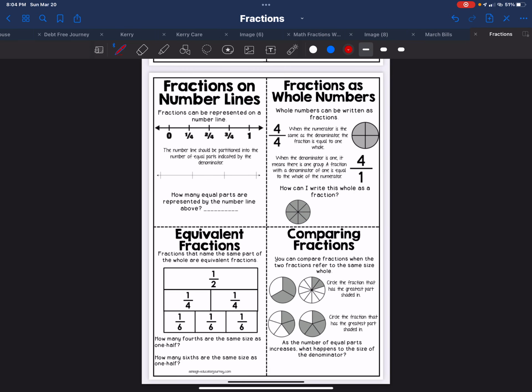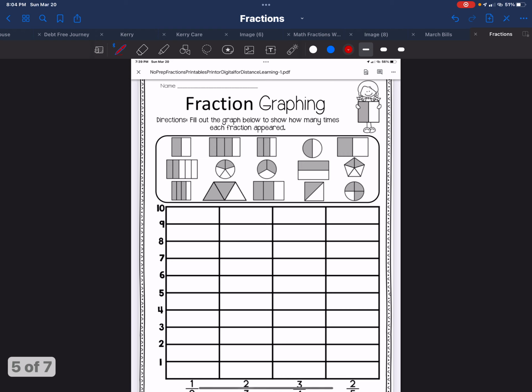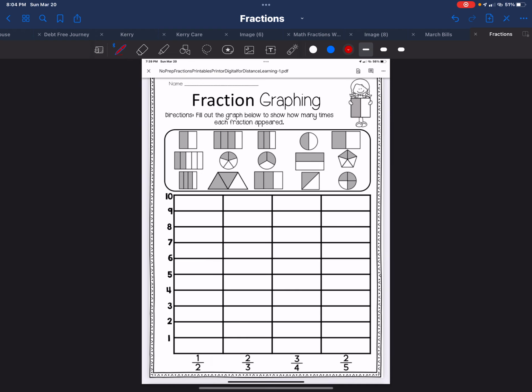Now, let's see, we'll come back to that in a little bit. We've got fraction graphing. This is so easy. You can do it. It looks overwhelming because there's a lot there and you see charts and graphs and you think, OMG, I don't know what to do. But I'm about to show you what to do.